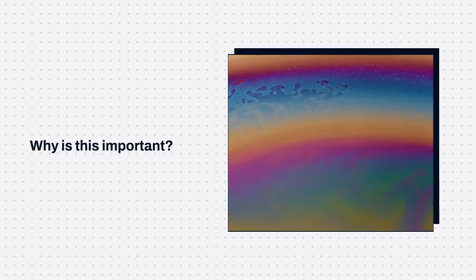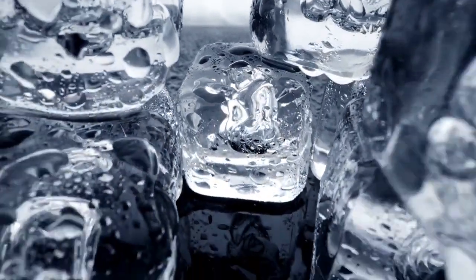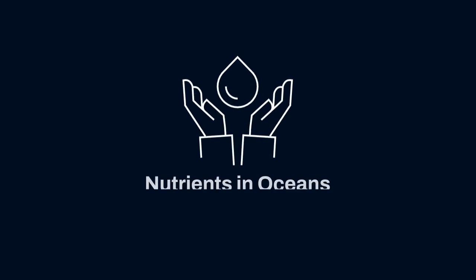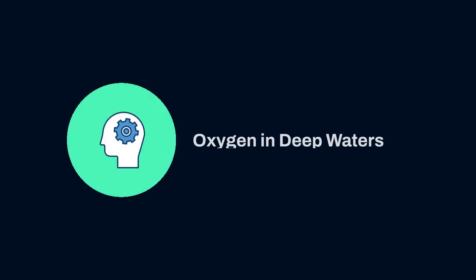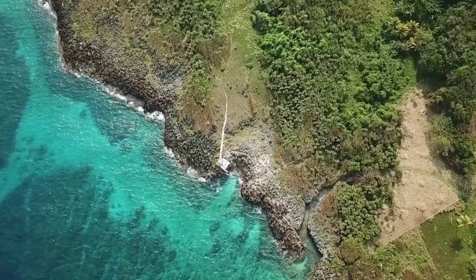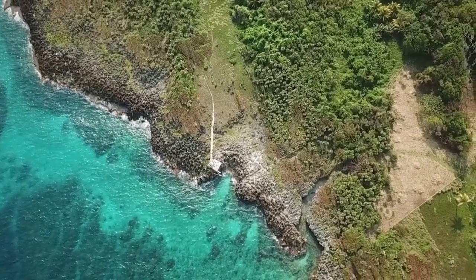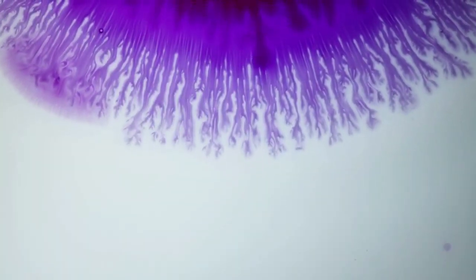Why is this important? Density stratification affects many things. It controls how nutrients move in oceans, influences ocean currents and weather patterns, and can even impact how much oxygen is available in deep waters. Understanding it helps us predict climate change effects, as it's a fundamental principle in nature.